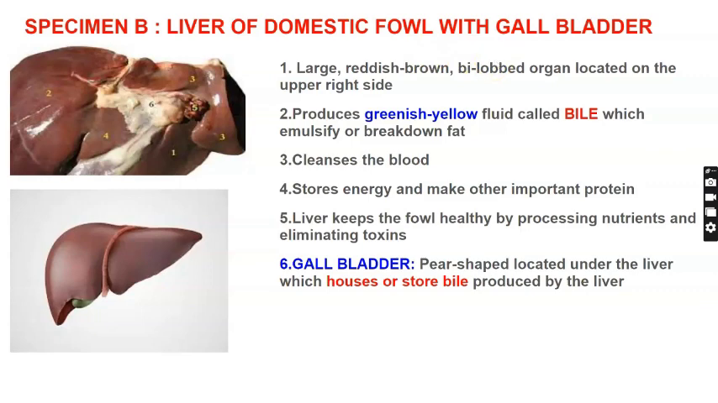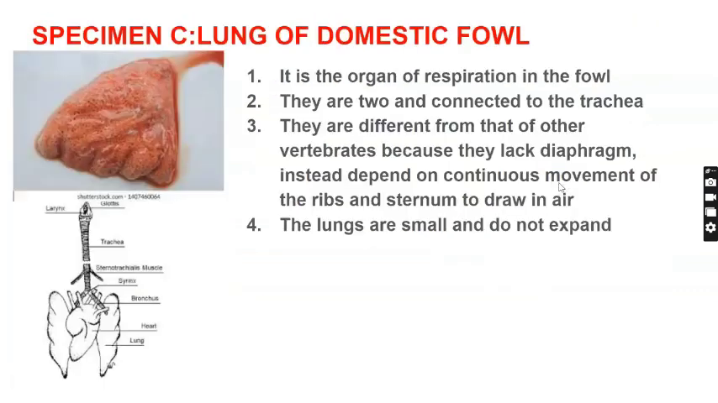Know that the gallbladder is a pear-shaped organ located under the liver. Look at this now. You see this greenish spot under this liver? That is what we call the gallbladder. The function of this gallbladder is that it stores the bile which is being produced by the liver. So that is the relationship between them.